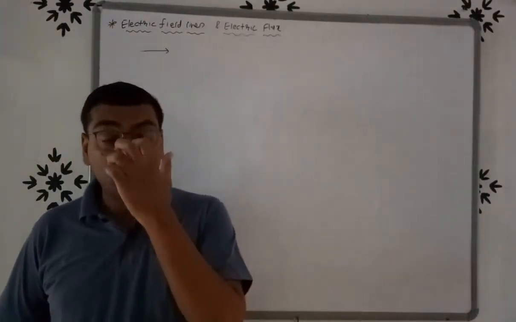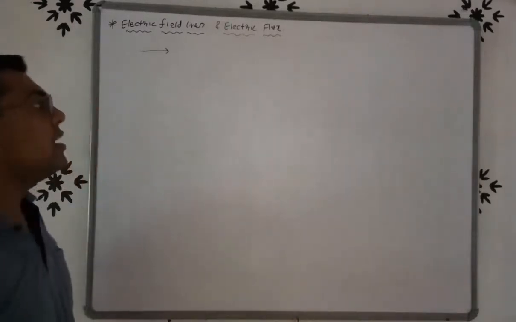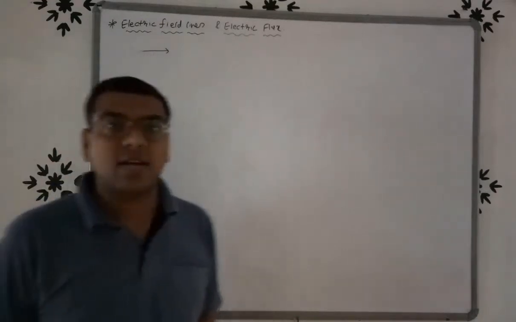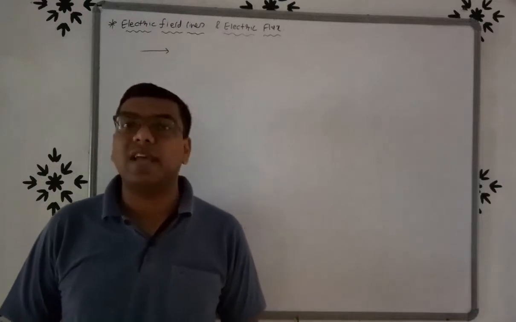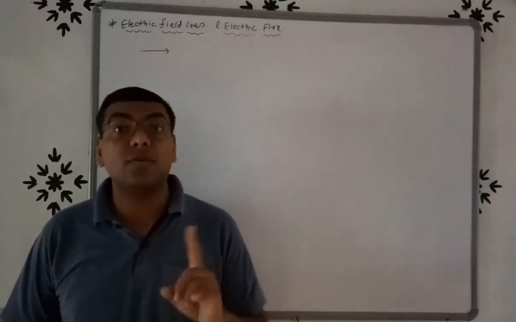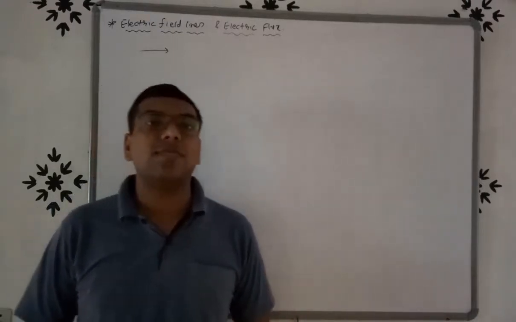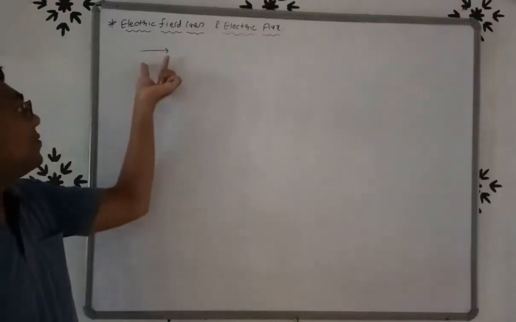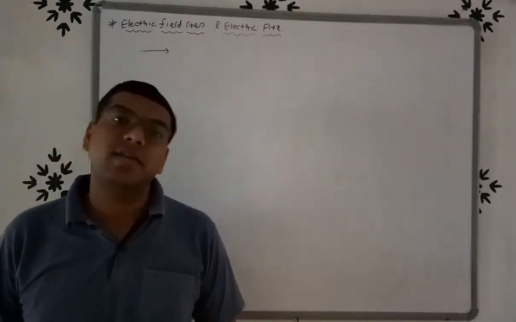Now, how do we draw the electric field lines? To draw the field lines, we draw just a simple vector. But this vector should be in the direction of the electric field. You have to remember that. These vectors are in the direction of electric field, and the length of this vector is proportional to the strength of the field.